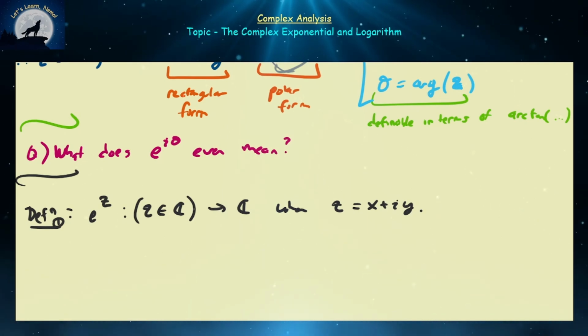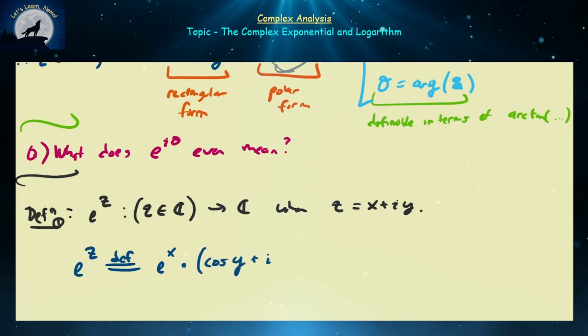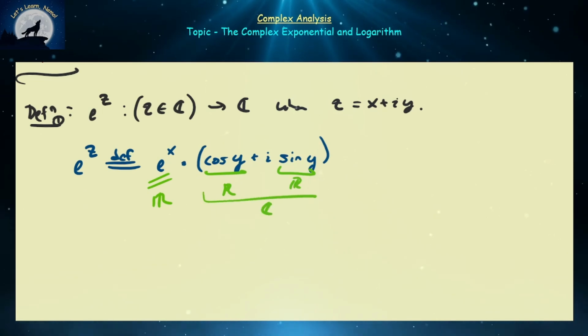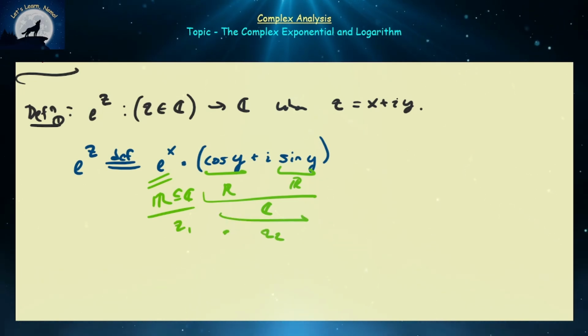Then we're going to define e to the z to be equal to the following. We're going to define it to be e to the x, so that's a real number, times cosine of y plus i sine of y. And why is this definition sufficient? Well, first off, e to the x maps R to R, so that's a real number. That's a real number. This here is a complex number. R is a subset of C, so we have a complex number z1, a complex number z2, and the product of them, and we already know that that's going to be defined to be a complex number as well.